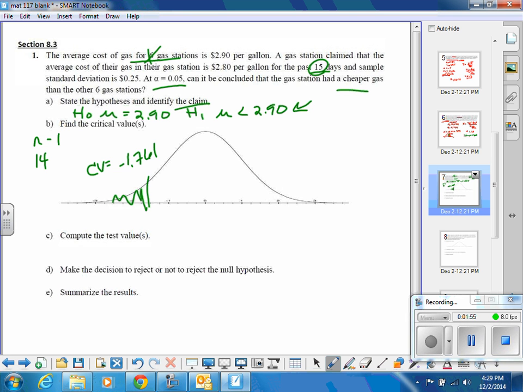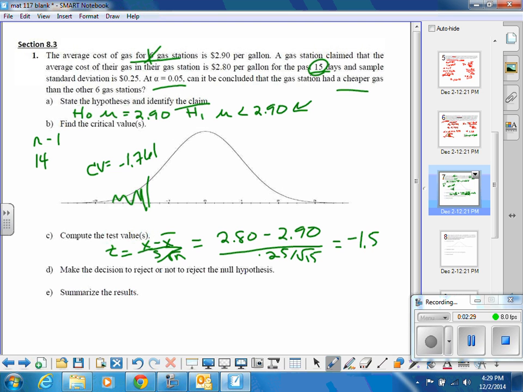So let's compute the test values. It's the same formula. Instead of Z, it's T. But it's the exact same formula that we were just using, okay? Alright. So, well, actually, it's not sigma. It should be a little s. But really, it's not going to make a huge difference. Let's be realistic here. Okay? Alright, now, from here, I'm going to go ahead and plug everything in. 2.80 minus 2.90, all over 0.25 divided by the square root of 15, I end up with negative 1.55.